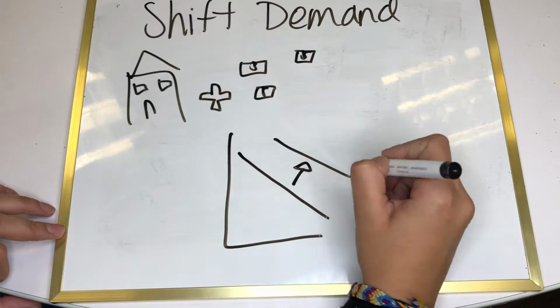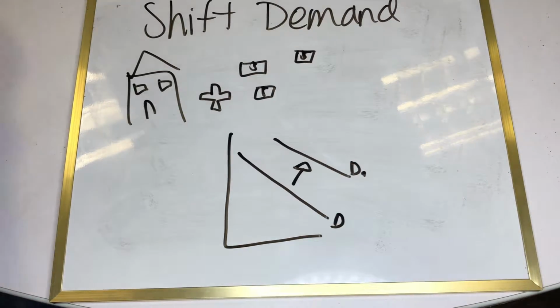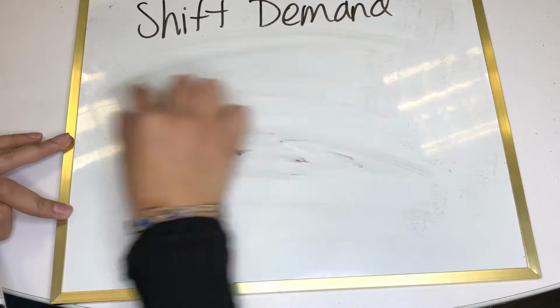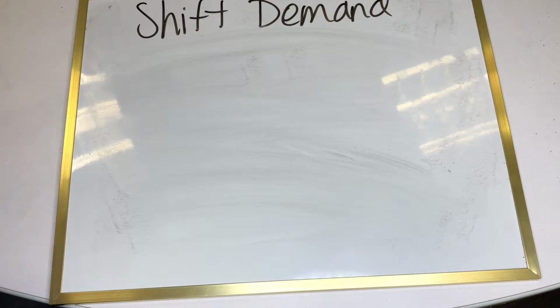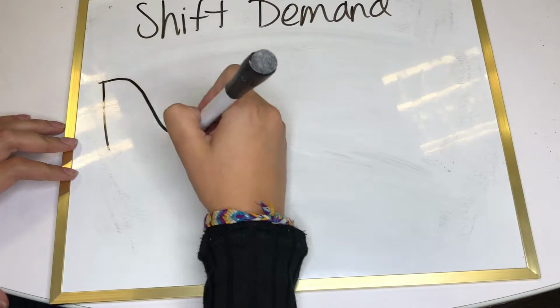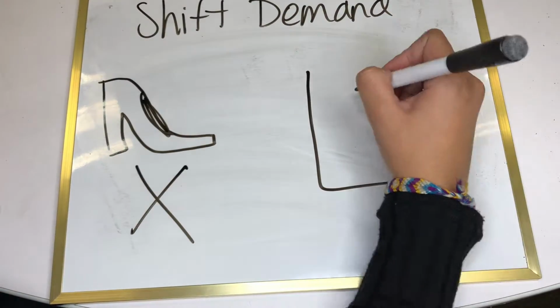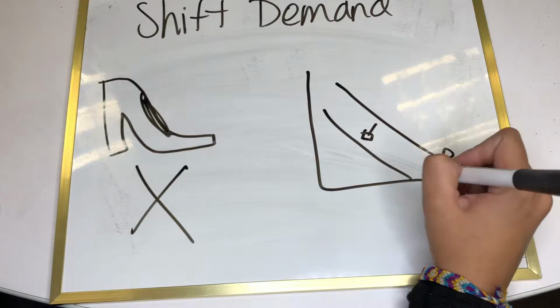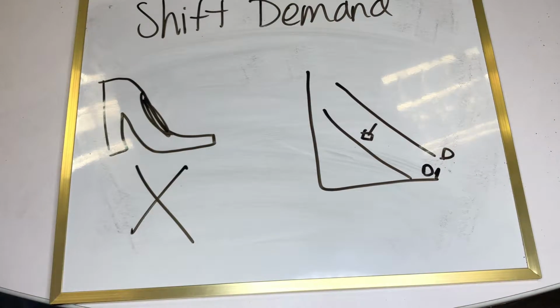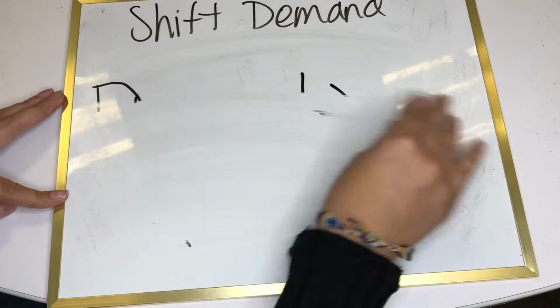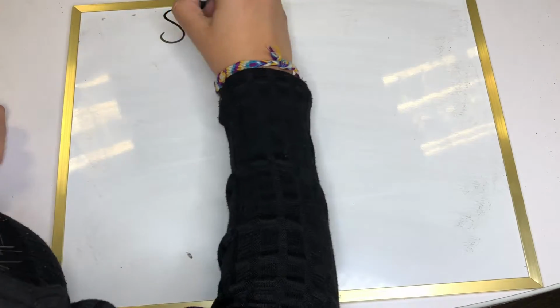If a family suddenly comes into more money than they are used to, this will shift the demand curve to the right because they can now purchase more with their increased income. Now say that taste and preferences change and it is no longer in style to wear high heels. This will cause the demand curve for high heels to shift to the left because there aren't as many buyers.